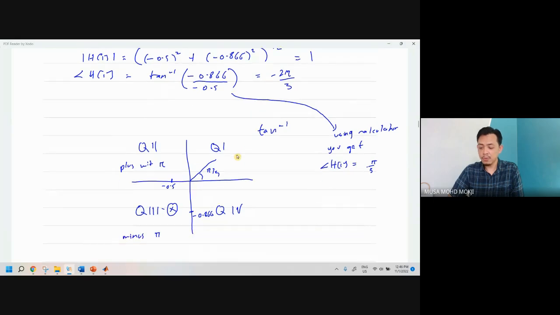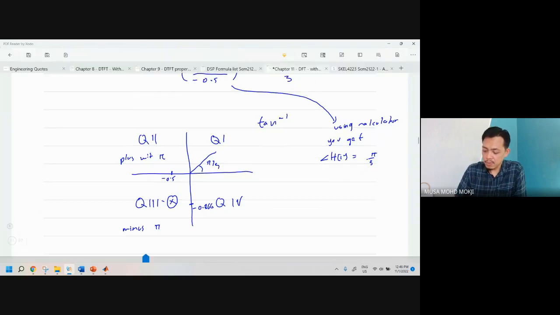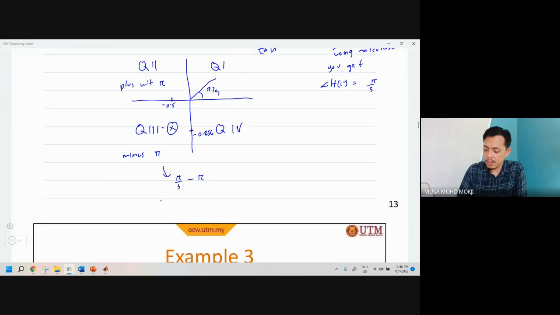To correct this, you need to minus with pi. So over here what we have is pi over 3, then you should minus with pi. So this is pi minus pi over 3, sorry, not over pi, over 3. Then you have your 2 pi over 3. Okay, then it is corrected, because 2 pi over 3 is in quadrant 3.